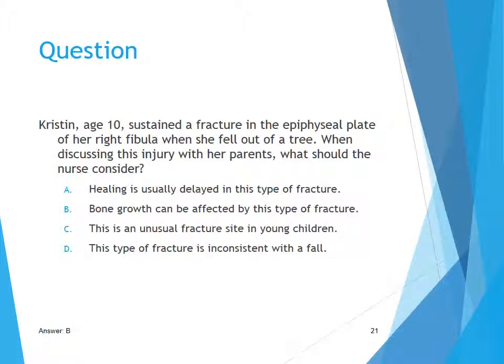Kristen, age 10, sustained a fracture in the epiphyseal plate of her right fibula when she fell out of a tree. When discussing this injury with her parents, what should the nurse consider? A. Healing is usually delayed in this type of fracture. B. Bone growth can be affected by this type of fracture. C. This is an unusual fracture site in young children. D. This type of fracture is inconsistent with a fall. The answer is B. Bone growth can be affected by this type of fracture.